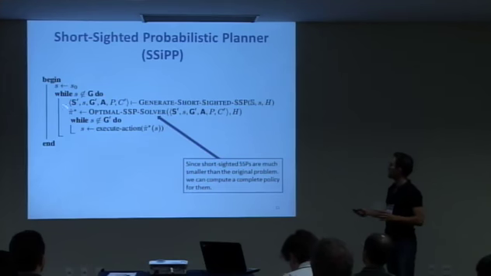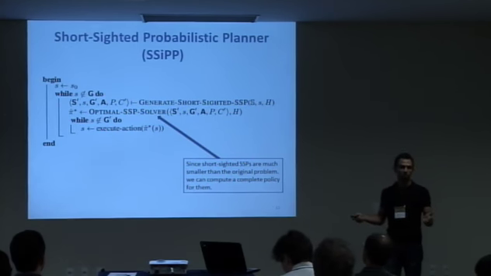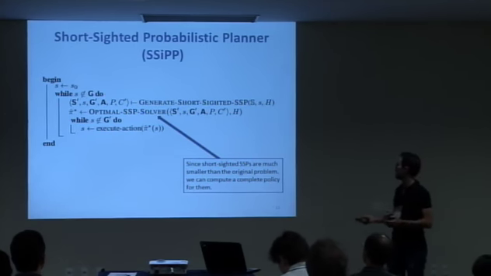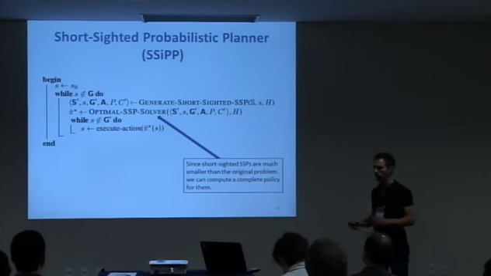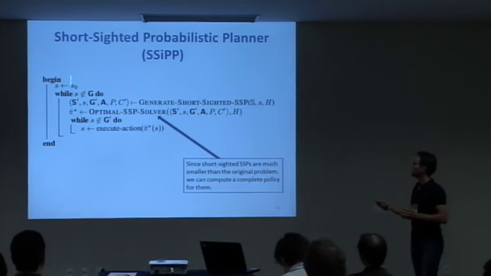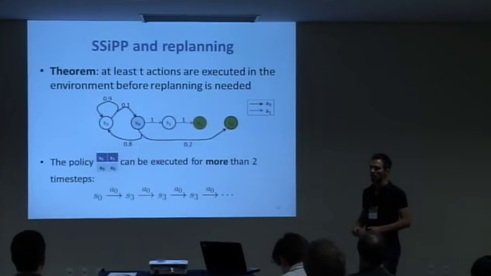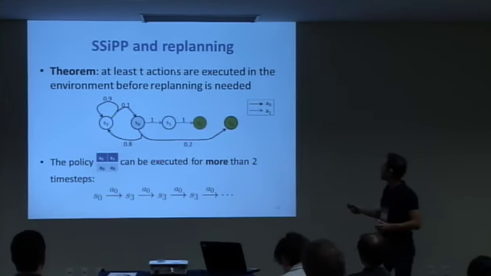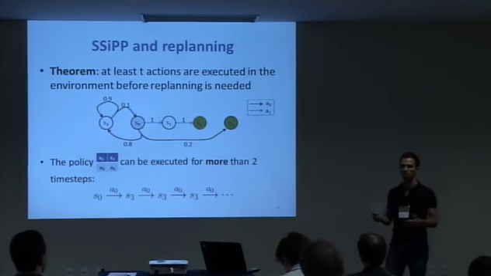Once we have this complete policy, we are going to execute it until we get to a goal of the SSP. If it's a goal of the original problem, you're done. And if it's not, we're going to iterate that again and again. Now I want to show what guarantee we can give for this particular strategy of applying SSiPP. That's when you do that only once and you execute this action in the environment. The guarantee is that you can execute at least t actions before replanning.